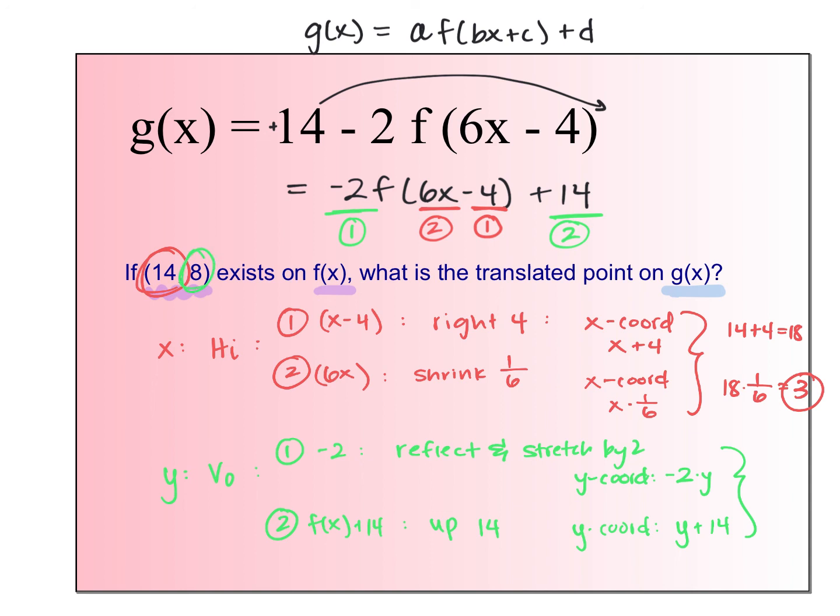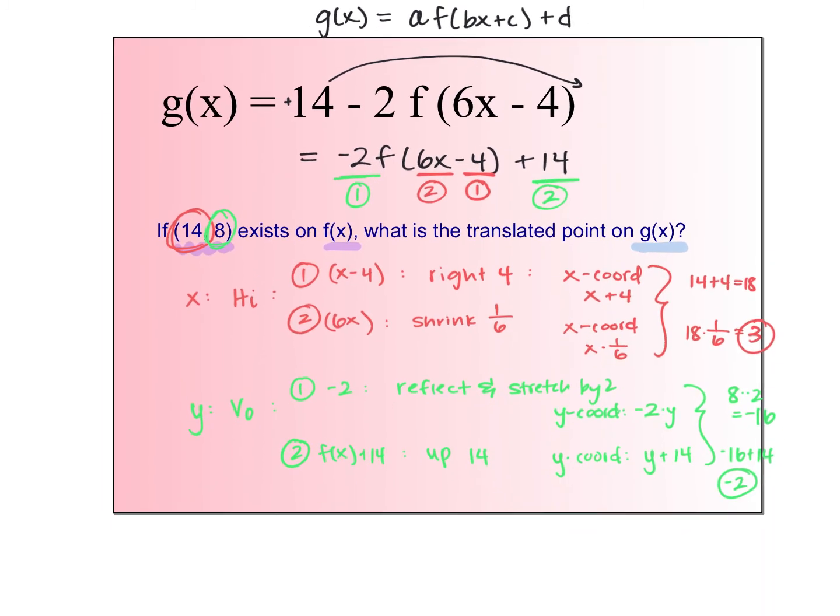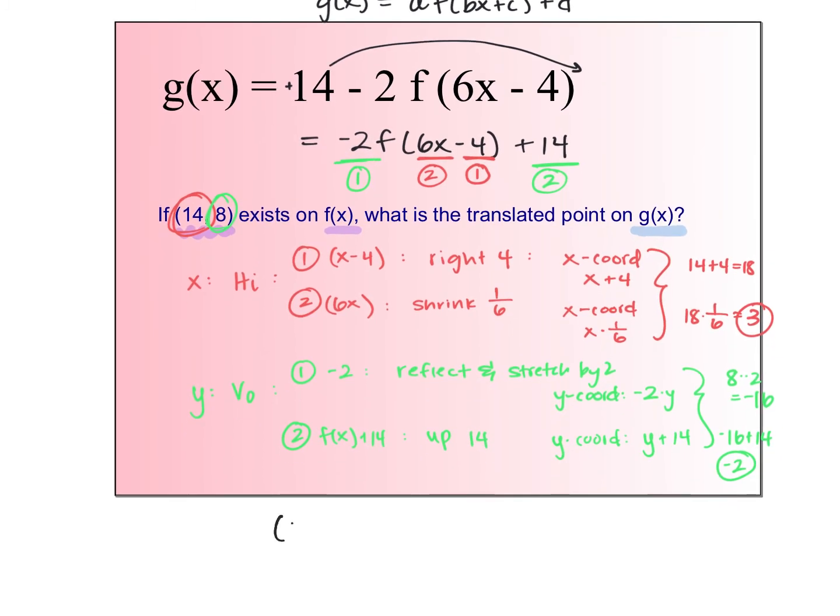Applying that now to my original y coordinate, it started out as 8. When I multiply this by -2, I get -16. When I take -16 and I move it up by adding 14, I get my final y coordinate of -2. So my original point (14, 8), after I apply those transformations, will be relocated. It will move, or map, to the point (3, -2).